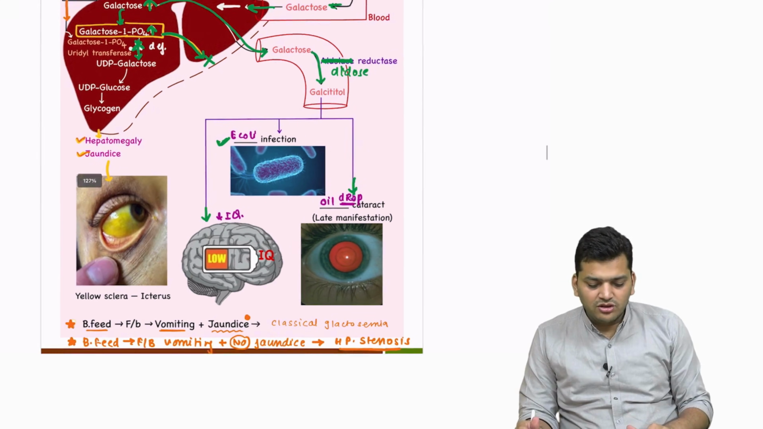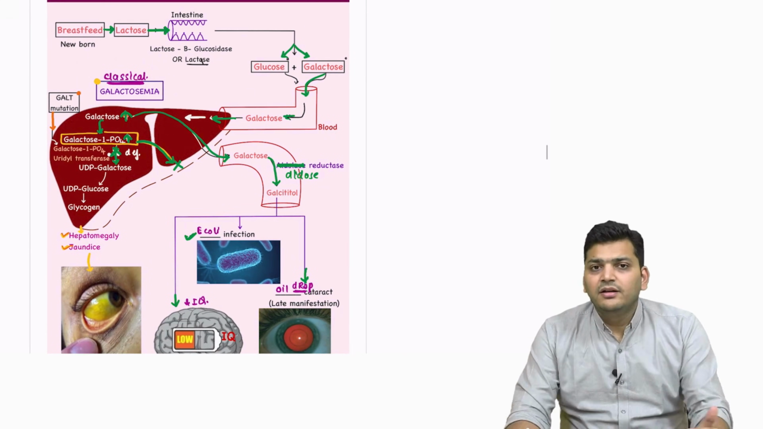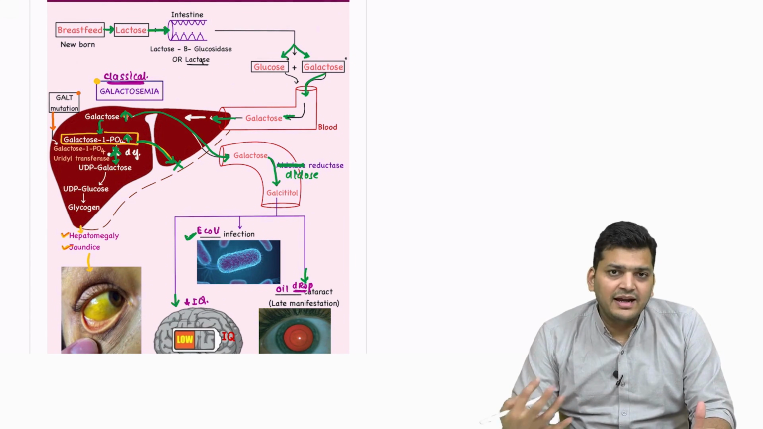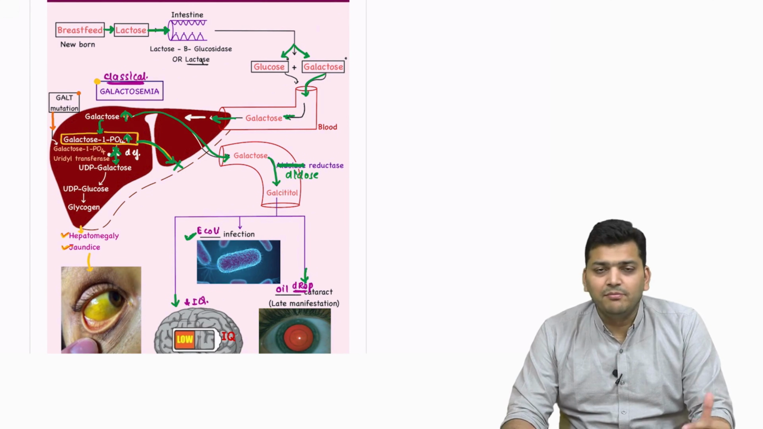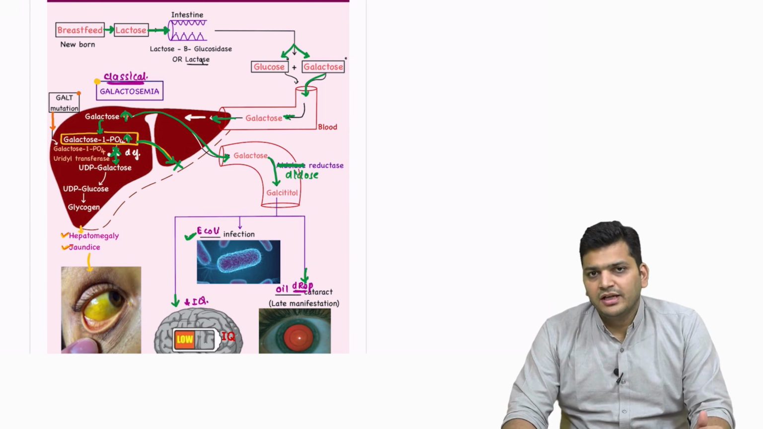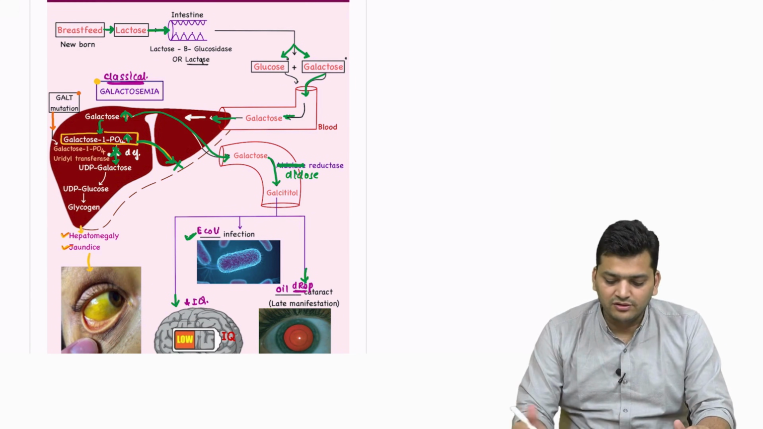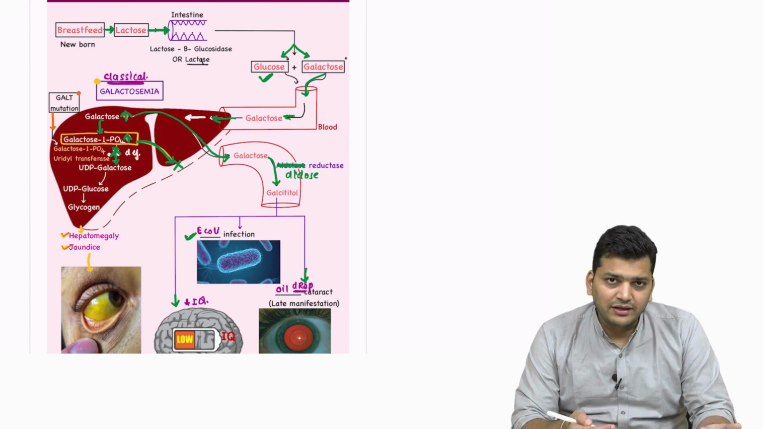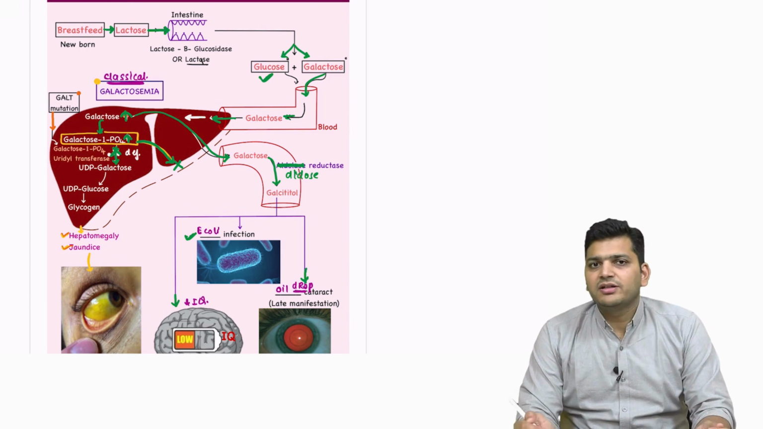So in any MCQ, if they say that the mother is breastfeeding the child and the breast milk is not able to be digested, the child is having vomiting after the breastfeed, it means the galactose is not getting tolerated. In the same MCQ, they will say that when glucose is given, it is easily digested, no problem. But when we give the breast milk, it is not getting digested.